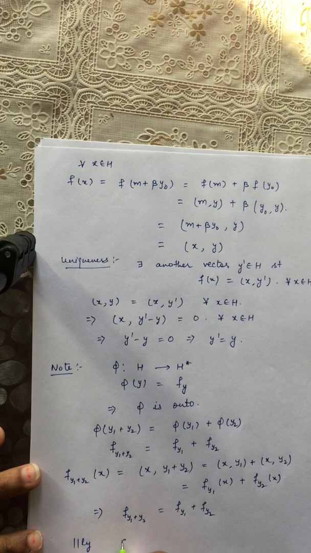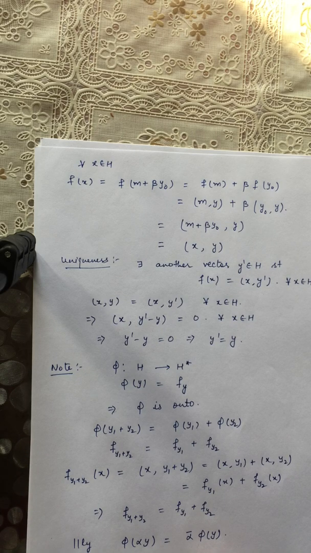Similarly, we can prove that phi of alpha y is alpha bar times phi of y. Now in this case, we can say phi of alpha y is alpha bar phi y. So this is actually not a linear mapping, but this is near to linearity. So we cannot prove this is linear, but if it were a linear mapping, then it would be an isometry, because it is norm preserving also. We have proved norm of y is equal to norm of f y. So if it were a linear mapping, then it would be an isometry.